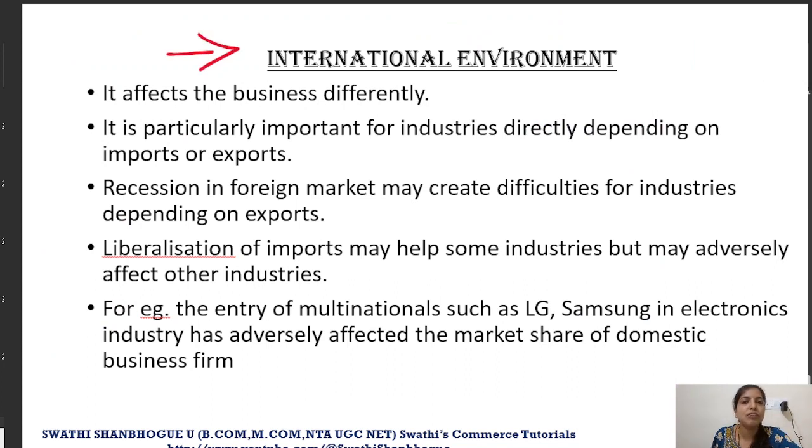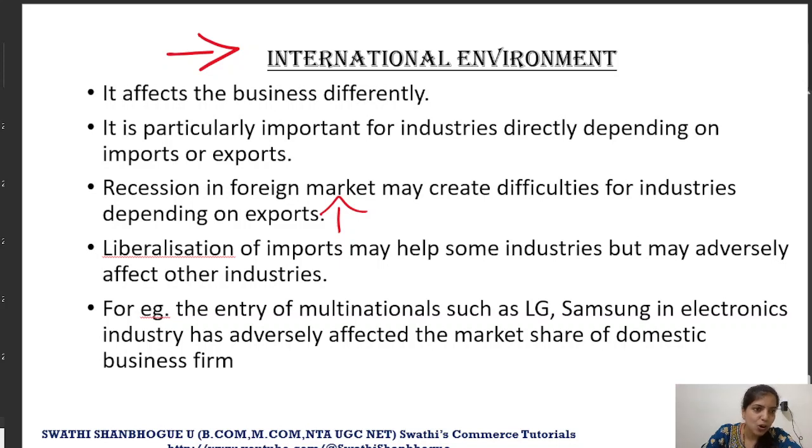And the last type of environment under your macro environment is your international environment. International environment, where we are speaking not only about your national boundaries, but also going beyond the national boundaries in order to engage the products in the international market, where we can get the global audience to be a part, and we can increase the exports of the company, which is benefiting not only the company but also the country on the whole.